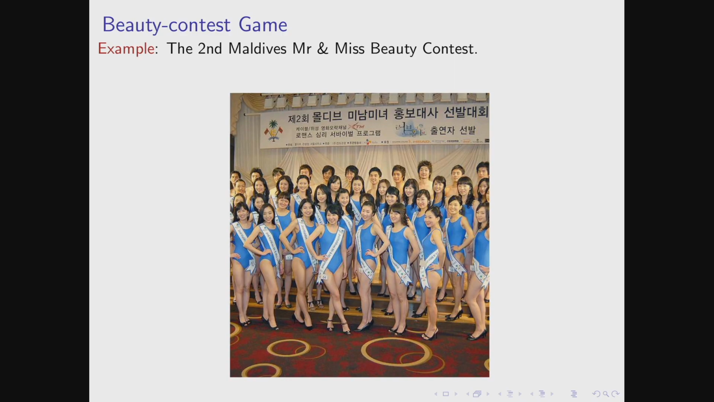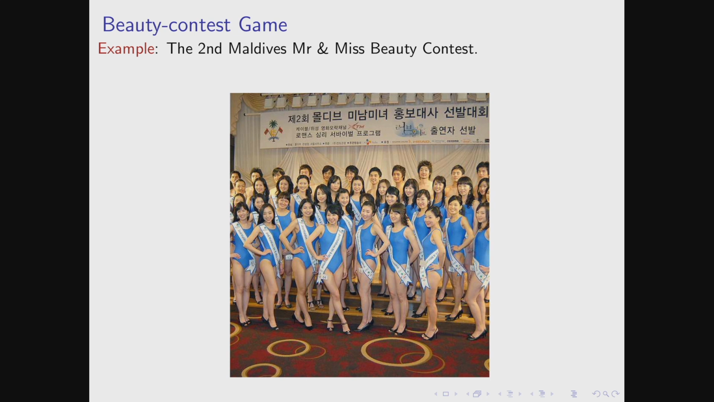Now, another game. This is a strange photo. Namely, I found out that on the island of Maldives, there is a beauty contest. Of course, it should not be sexist. So there is a beauty contest both for boys and for girls. And they perform together on stage. And this was the photo which I found sometime. Now, what has it to do with the course?